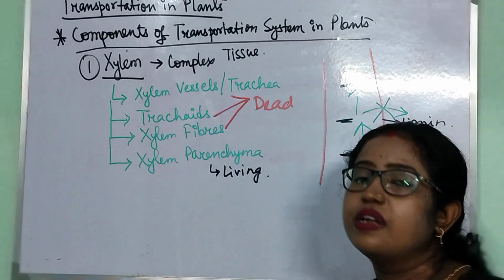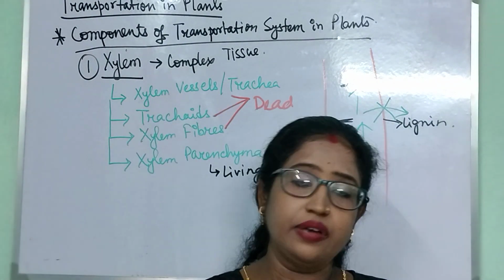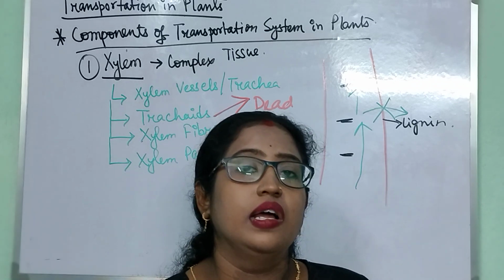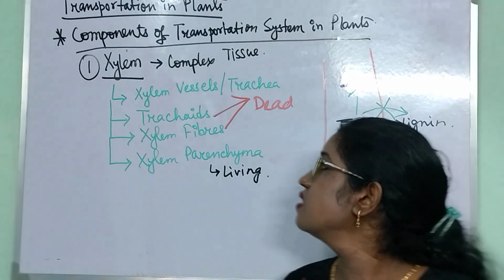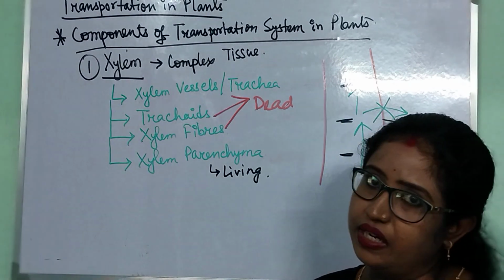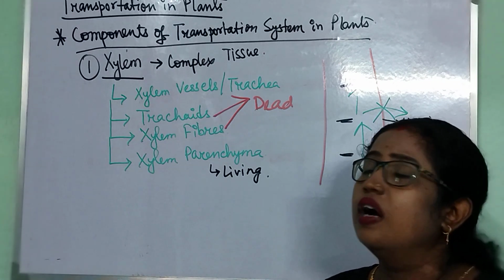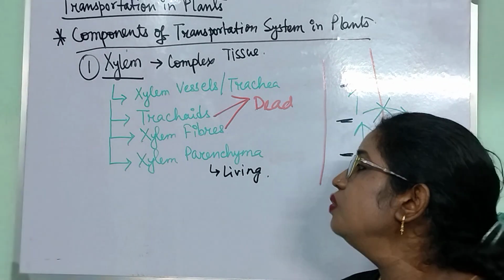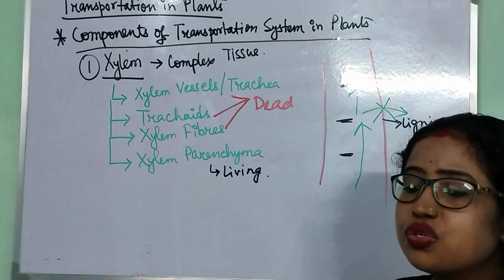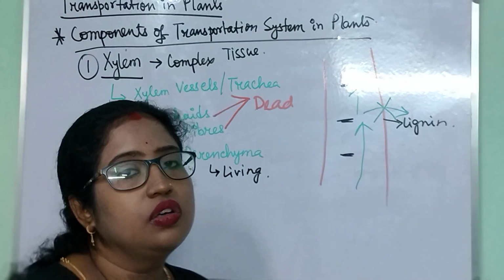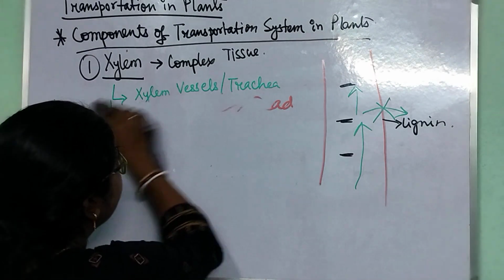So the xylem is made up of complex tissue and helps in conduction of water and some water soluble minerals also. And it is made up of four components: xylem vessels or trachea, tracheid, xylem fiber. These three components are made up of dead cells, which are mainly dedicated to transportation of water, and they also give mechanical support to plants. And the fourth part is xylem parenchyma, which is made up of living cells. It stores food material, and some conduction of water also occurs through this xylem parenchyma.